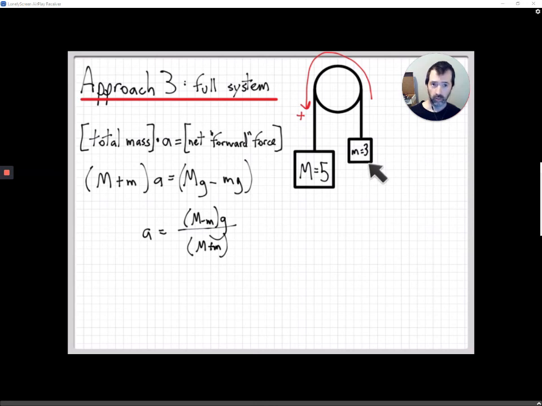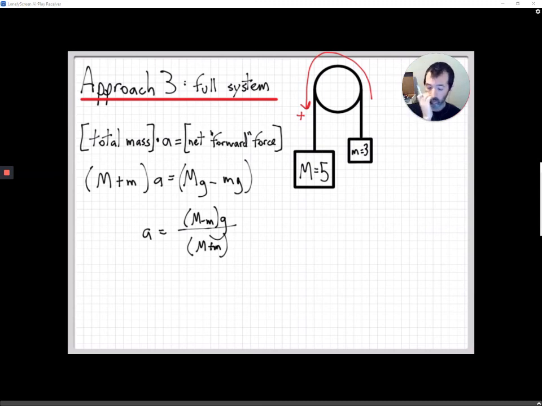I don't need to include the tension at all, because the tension doesn't affect the motion of the system. The tension's an internal force. It transmits force between the two blocks, but they're both part of the system. So the only forces that actually matter for the acceleration is the force of gravity on the two ends. So the big weight minus the little weight. Solve it for a. Get the same expression yet again, but way faster.